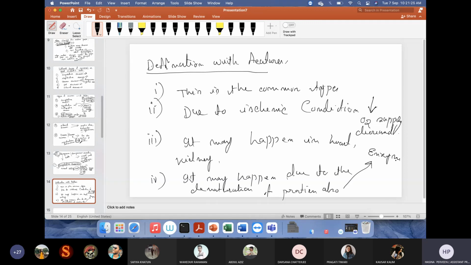You can write that coagulative necrosis is a common type and it is ischemic, and it may happen in heart, kidney or another type of organelles, suppose adrenal organelles, and this is also happening due to the denaturation of protein including enzymes.